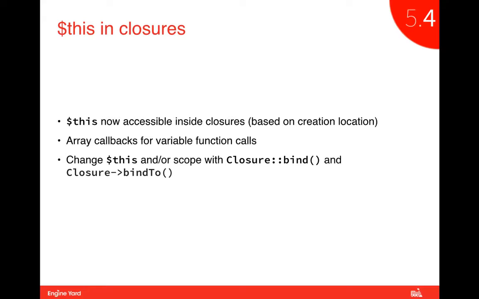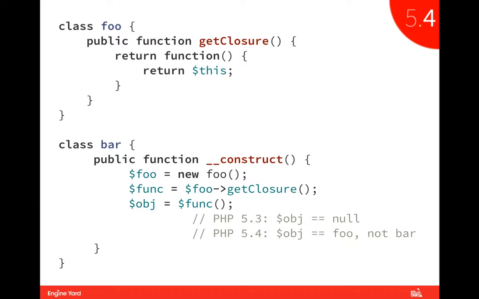So they added a static method called bind, and the scope from which you are accessing it. Two different things, so we'll get to that. So, class foo, public function getClosure. When you call this, it will just return a new closure that returns this when you call it. In 5.3, inside of our class bar, public function construct, we instantiate foo. We get our closure by calling this getClosure method, and it's now in $func. We then call it, so this is then doing return this. In 5.3, it's null. In 5.4, it's foo, because that's where it's defined, not where it's created, which is here. So it's not bar. So it's early binding.